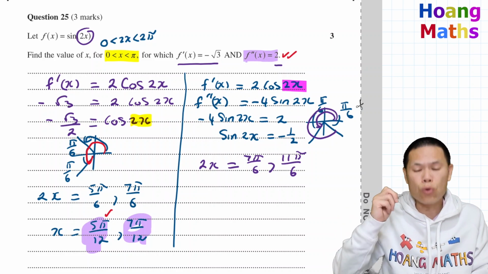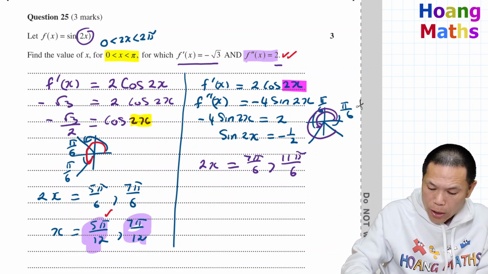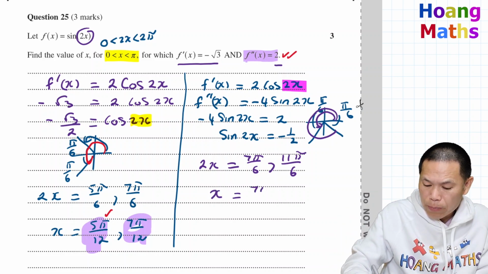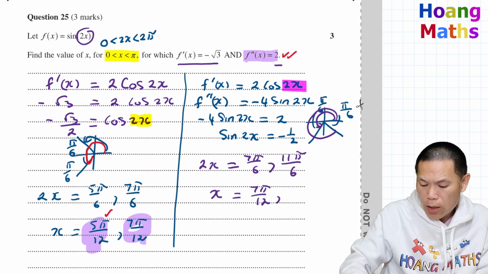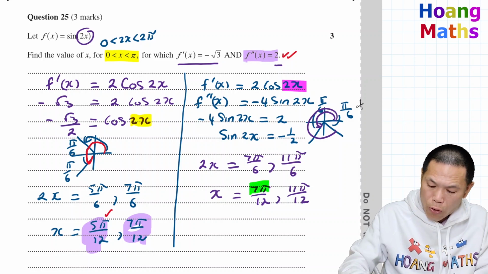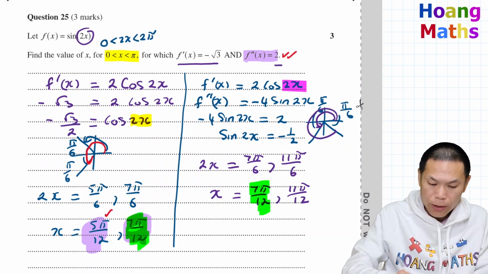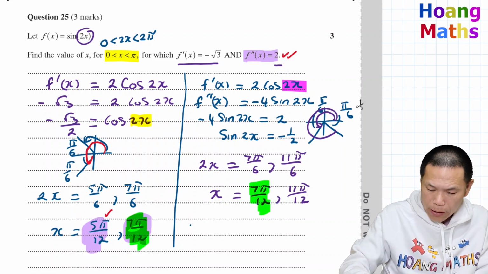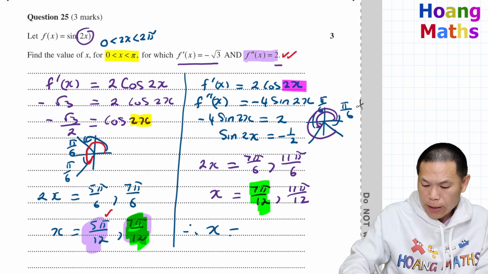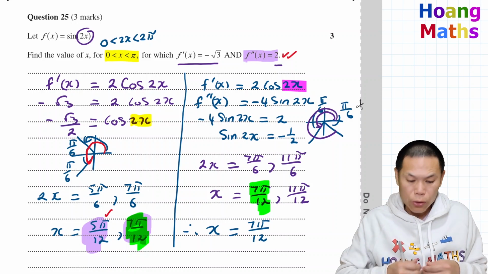And I divide by 2 on both sides. So x is equal to 7 pi over 12, 11 pi over 12. So therefore, we have common answer here. So therefore, the answer is, so therefore, x is 7 pi over 12. So there you go.